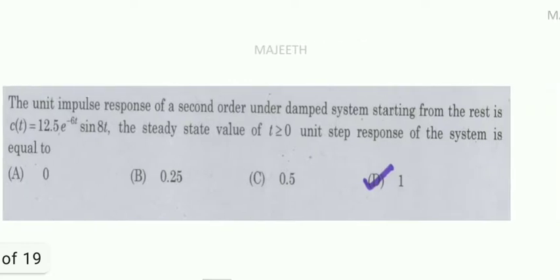Next one, the unit impulse response of a second order underdamped system starting from the rest is given by c of t is equal to 12.5 e power minus 6t sin 8t. The steady state value of step response of the system. So what they have given? They have given unit impulse response of the system. They ask the steady state value of the step response.